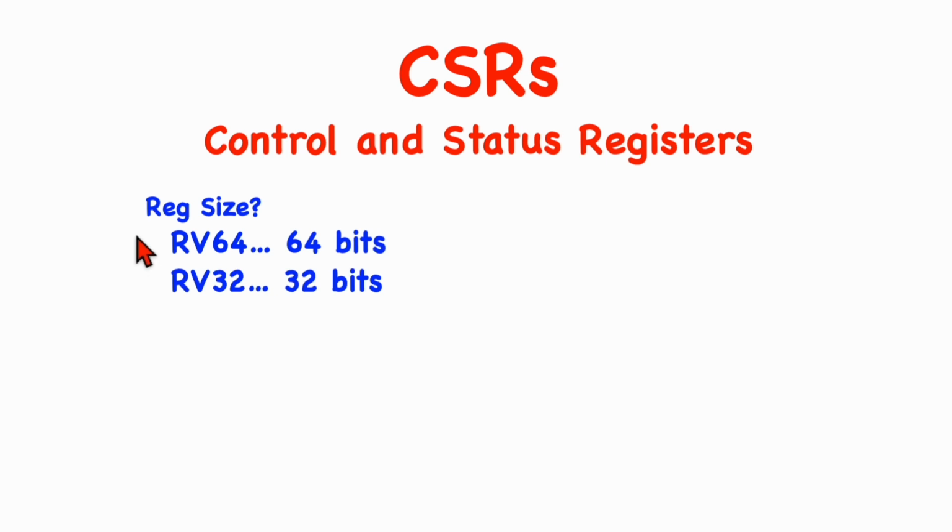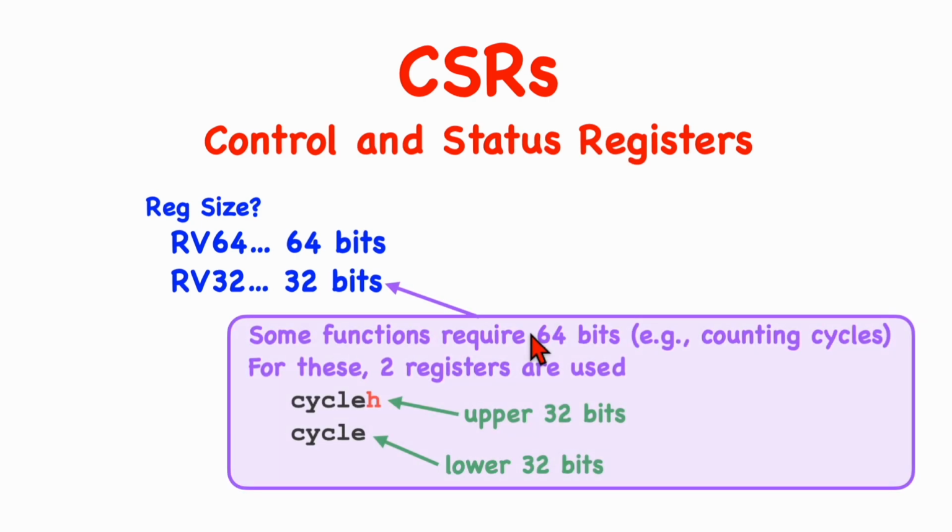The next question to ask is exactly how big are the control and status registers? The answer is that for 32-bit cores, they are 32 bits, and for 64-bit cores, 64 bits. Now, for some functions, 32 bits is not big enough. For example, there's a CSR to count the number of cycles since the last reset, and this is going to overflow 32 bits pretty quickly. We need a full 64 bits.